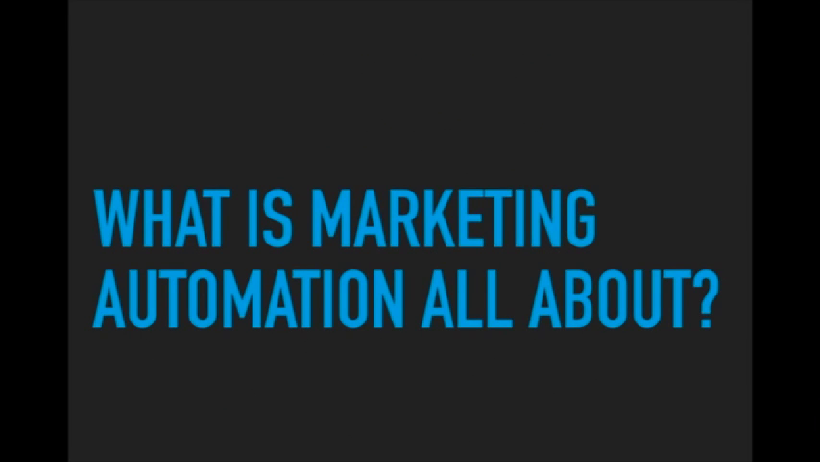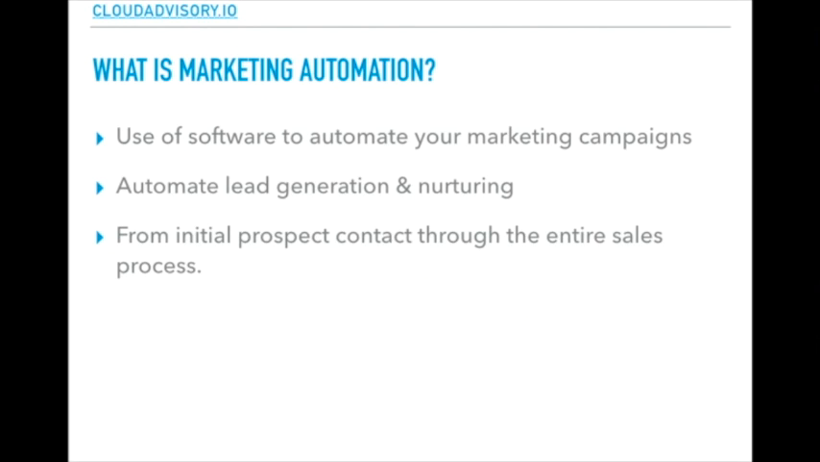Today in our episode 5, we discuss what is marketing automation all about. Marketing automation, basically, is the use of software to automate your marketing campaigns, particularly your digital campaigns. The idea behind it is to automate both lead generation and nurturing, and we'll talk about both concepts. The idea is to go from initial prospect contact through the entire sales process in a digital format on more of a mass scale.